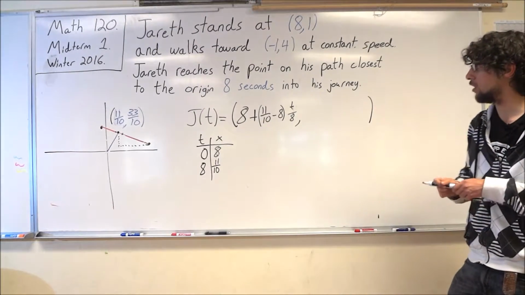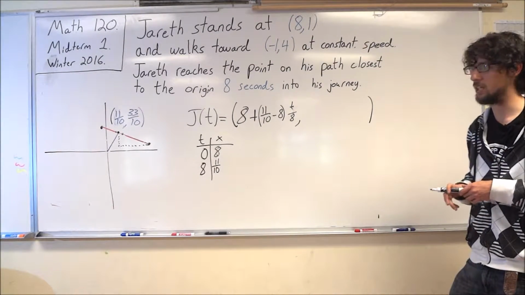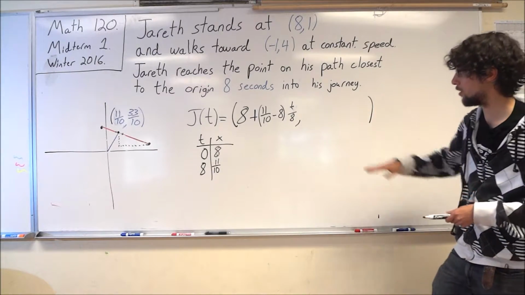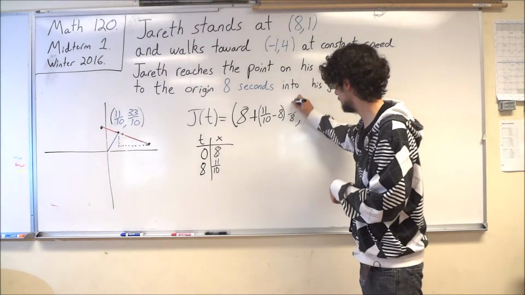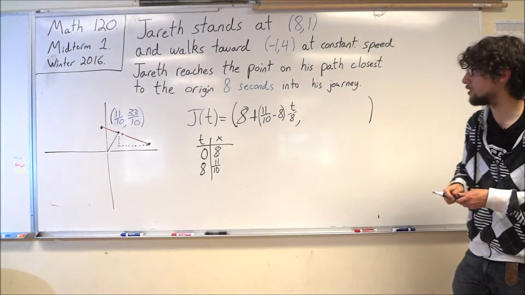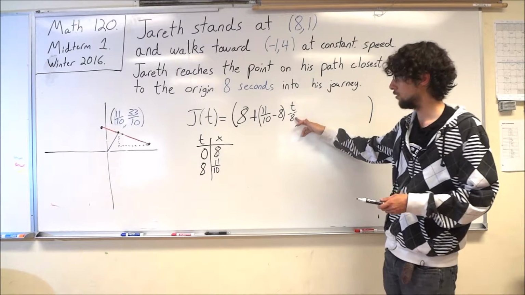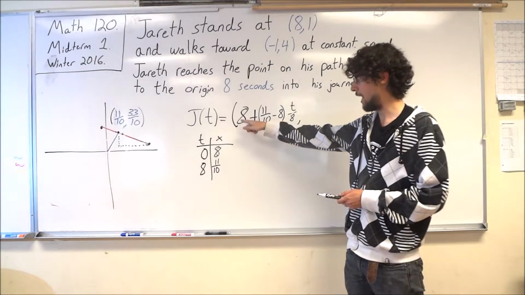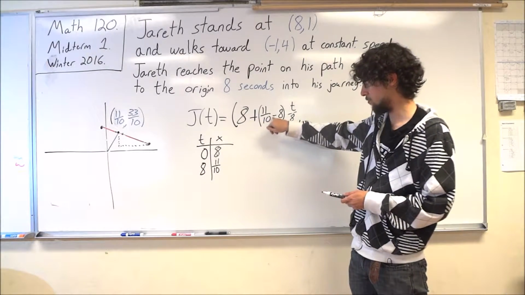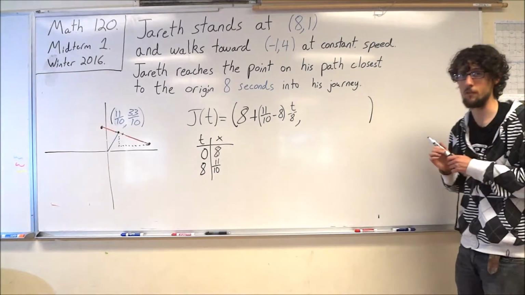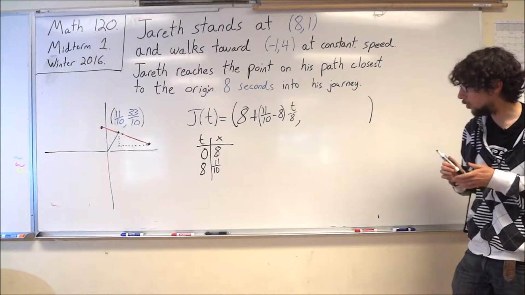Notice what happens here when I actually plug in t equals 8. It's kind of a fun little equation to work with. I'll make this a little cleaner. When I plug in t equals 8, this becomes 8 over 8, so this just becomes 1. I get 8 plus this minus 8. So the 8's disappear, and when t equals 8, I'm left with 11/10.